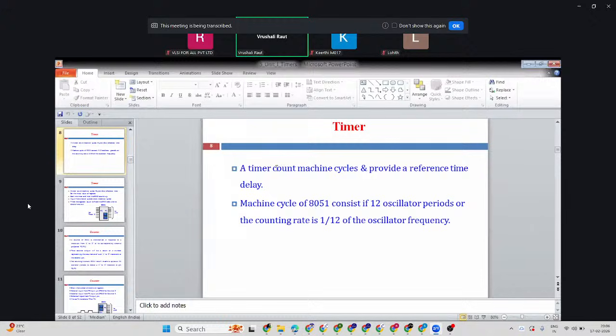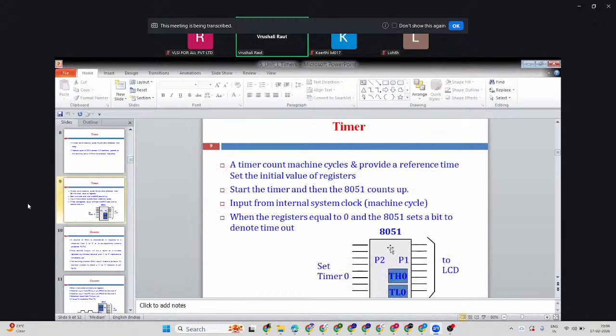Let it be 12 megahertz is the crystal clock frequency. So what is the machine cycle frequency? It will be 12 megahertz divided by 12, meaning 1 megahertz. Are you getting my point? So your timer is working at what frequency? 1 megahertz. That 12 megahertz is getting divided by 12. 12 oscillator periods equal 1 machine cycle, and that way the machine cycle is given to you.